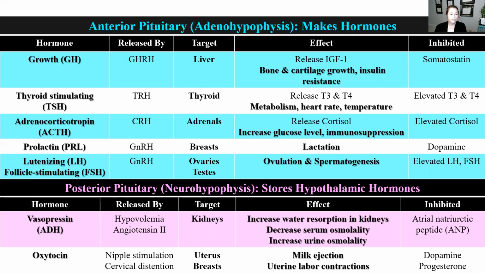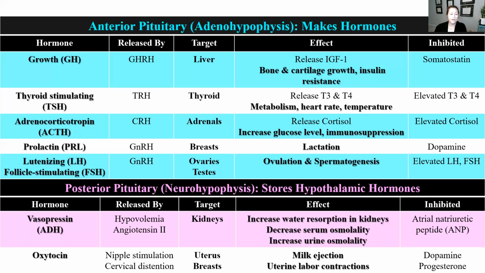The posterior pituitary we call the neurohypophysis. This does not make hormones, but it stores hormones. Vasopressin and oxytocin are the two that are in the posterior. Vasopressin is also called ADH, or antidiuretic hormone.